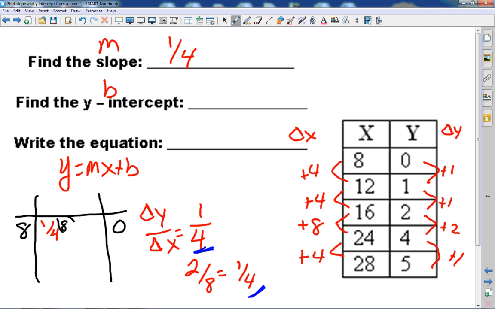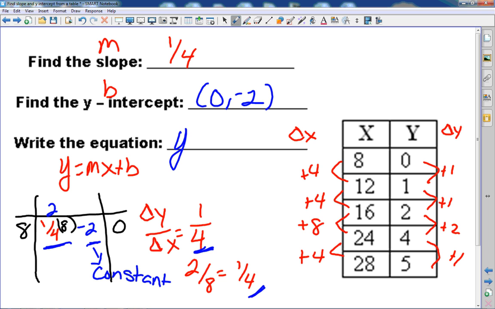1/4 times 8. When you multiply those two together, you get 2. What do you have to do to 2 to get to 0? You have to subtract 2. There's your constant. That's your y-intercept as well, so I have 0, -2. Okay, so now my equation is y equals 1/4 x minus 2.